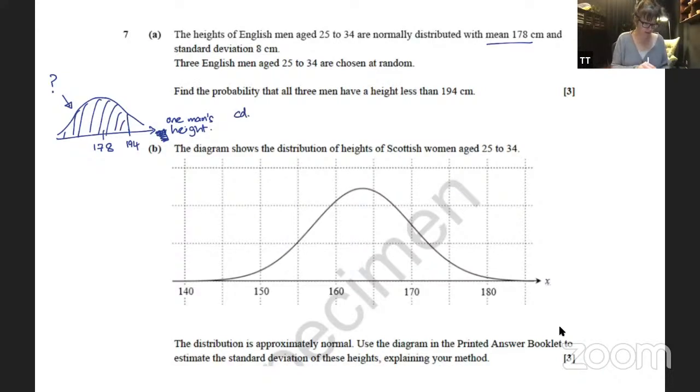And what's the instructions for that one? So it says lower, minus a million billion, upper, 194. Standard deviation, 8, mean, 178.